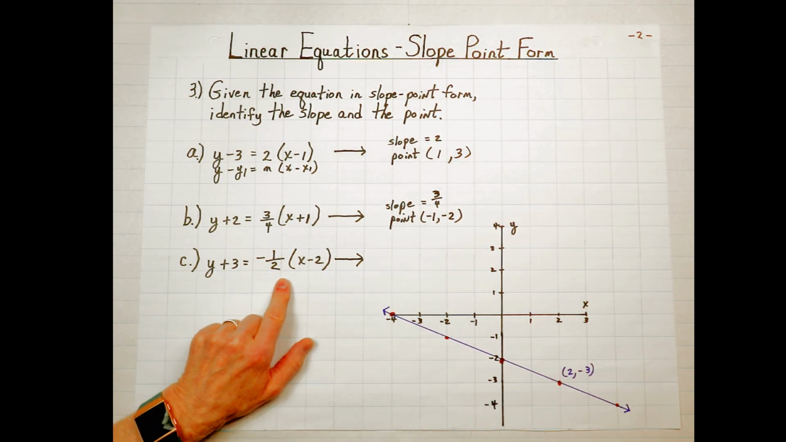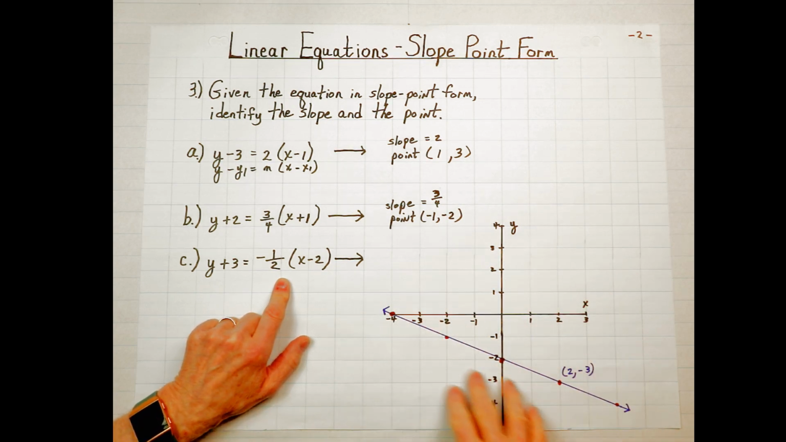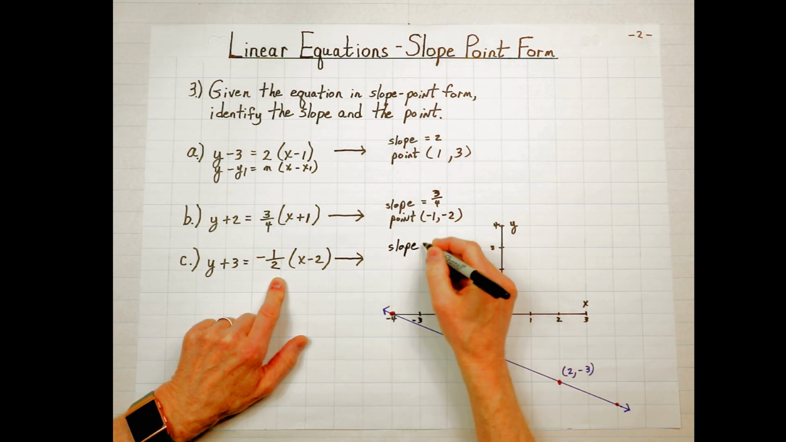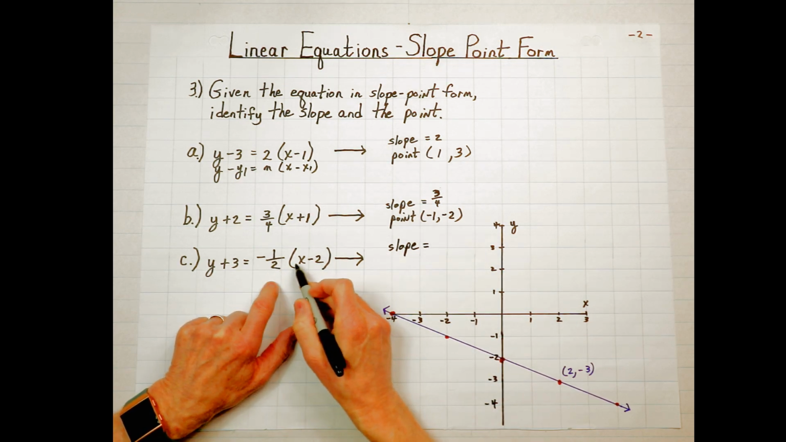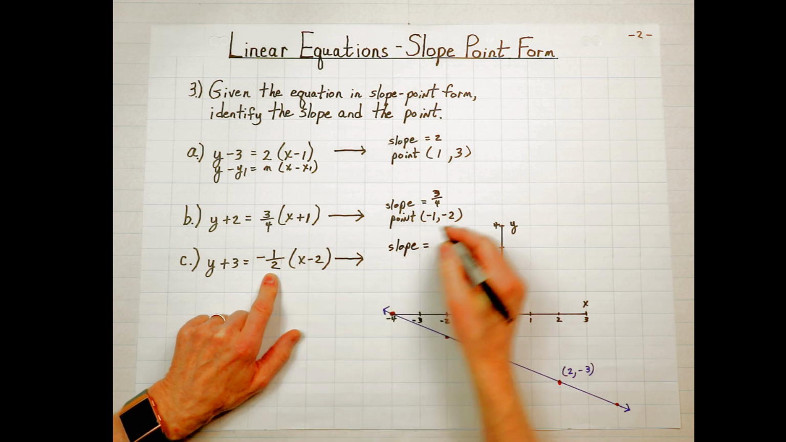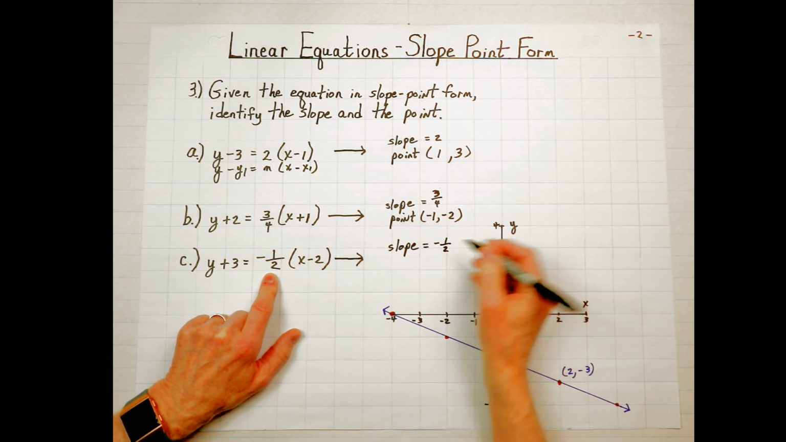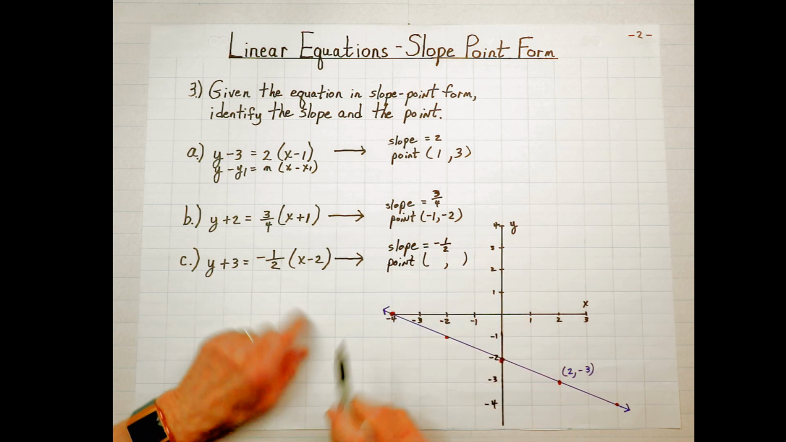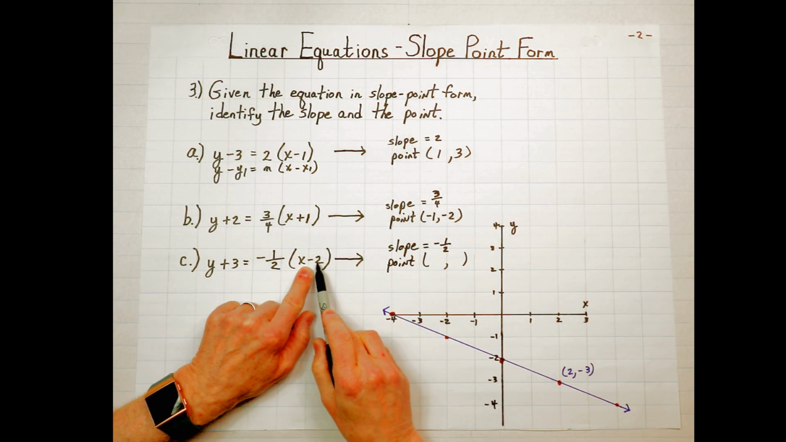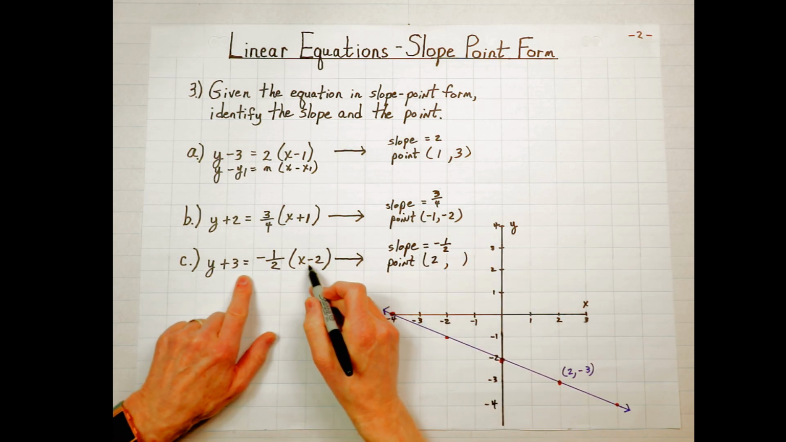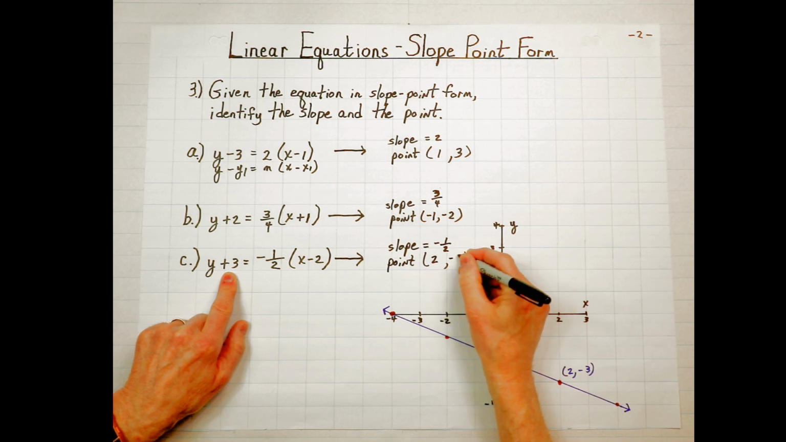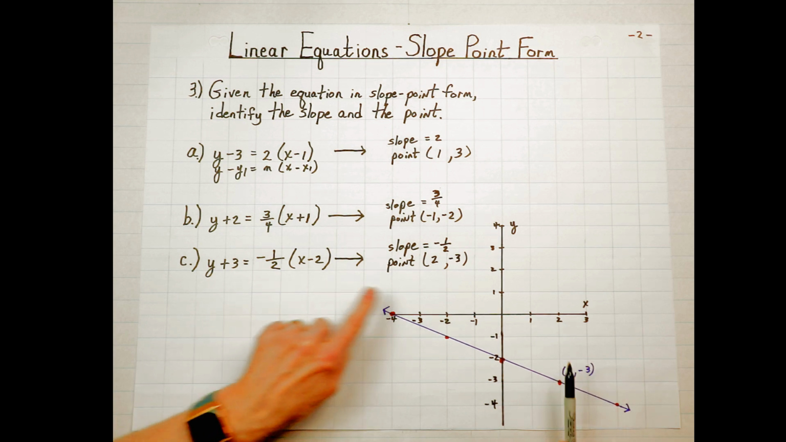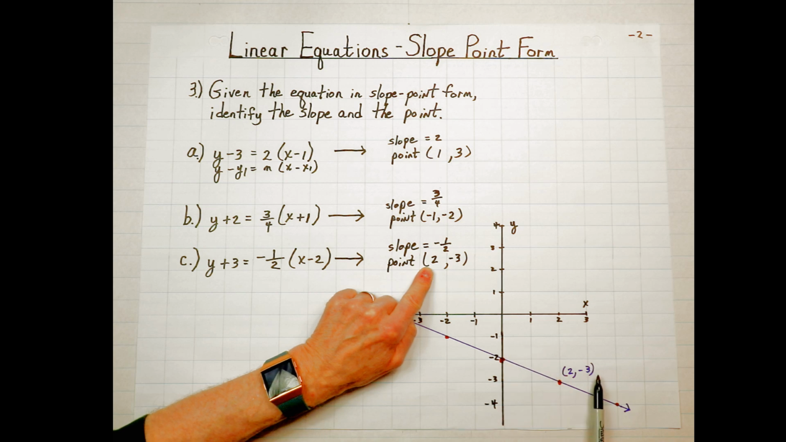Now for the third example, I actually put the graph here so you can see it a little better. So the slope of this one is negative 1/2. It comes before the bracket with the x in it, so that's minus 1/2. And the point is, go to the x number and you change the sign, so it's 2. And you go to the y number and you change the sign, it's minus 3. Now look down here at the graph that I drew for this one. Can you see that the point is actually 2, minus 3?